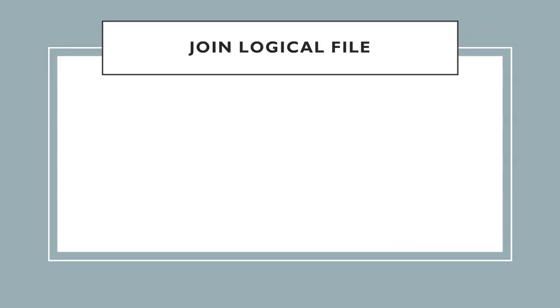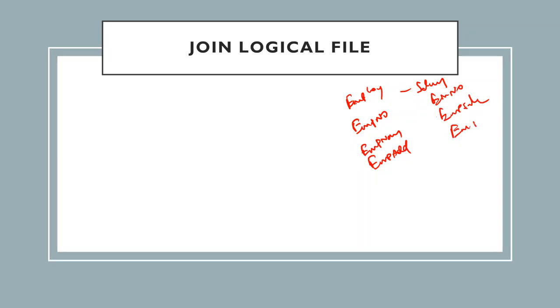Join on the two physical files or three physical files. So in the join logical file, for example, where it will be used: for example, you have an employee file and you also have a salary file. In this employee file, you have an employee number, employee name and employee address. Let's assume you have this. And here you have an employee number, employee salary, and some employee mobile number.